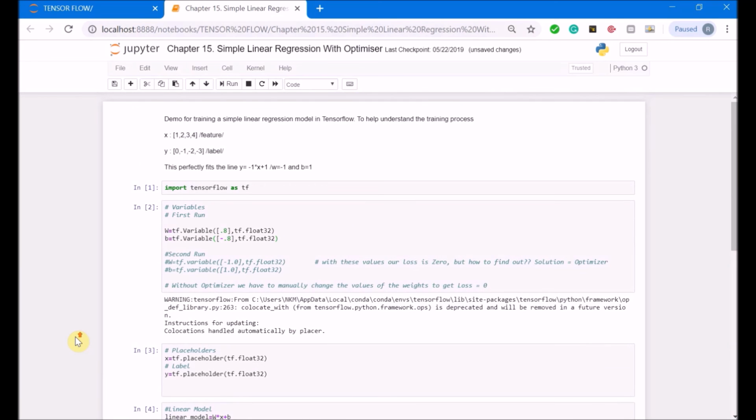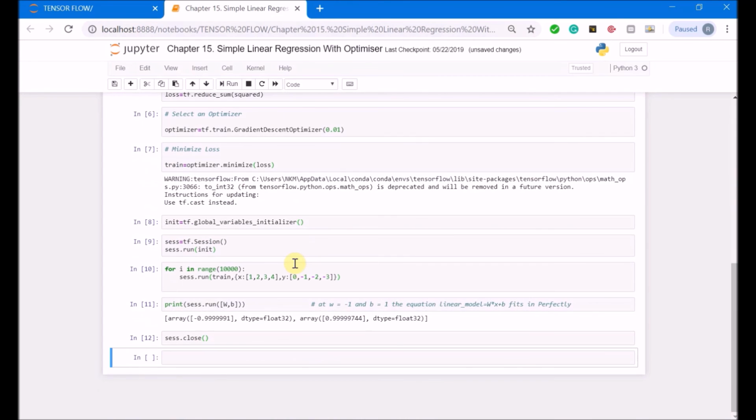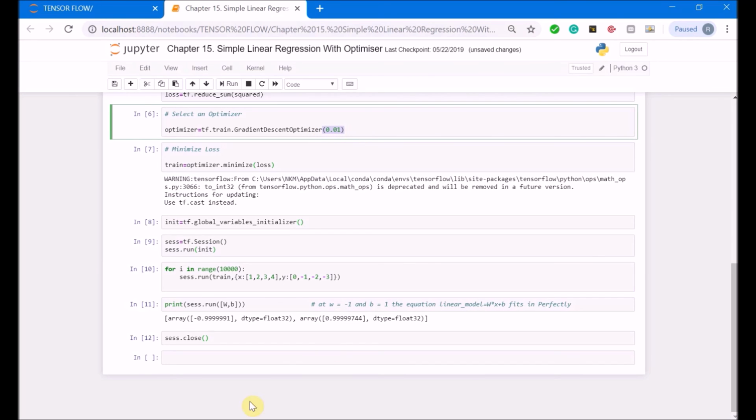And what I want you to try now is find out corresponding values of X and Y, which fit a line perfectly. Start with any random value of W and b. Run this line of code. You can choose the number of times you want to run this loop, and eventually you'll have the answer here. And that is the power of TensorFlow. And using optimizers, currently the gradient descent optimizer here with a learning rate of 0.01, we converge towards our answer, that is W equals -1 and b equals 1.